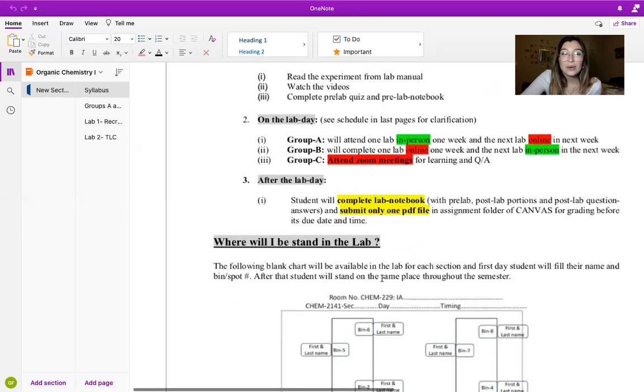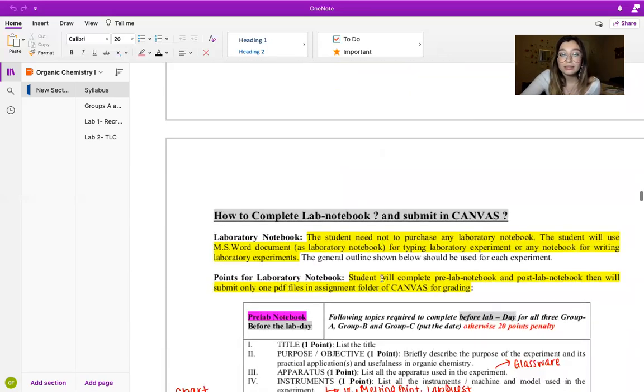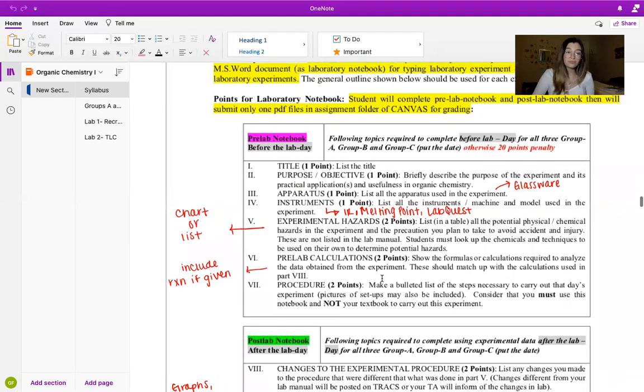Okay, so for the pre-lab notebook, let me explain how that's going to work. The pre-lab notebook is basically from title to procedure, and let me explain why. You need to have this pre-lab because you cannot bring the lab manual into the lab. You can only bring the pre-lab. Before lab, I'm going to be making sure that everybody has their pre-lab. If you don't have your pre-lab, you can't really do your experiment, so I need to make sure that you do have it.